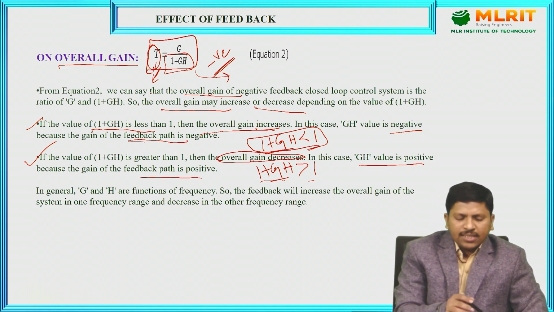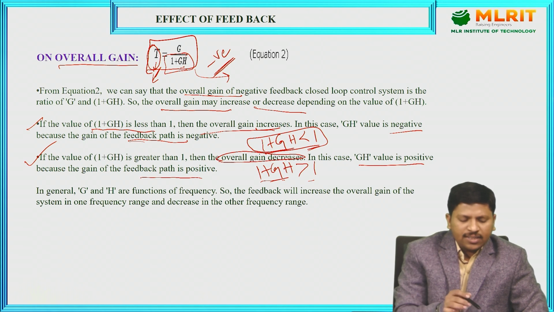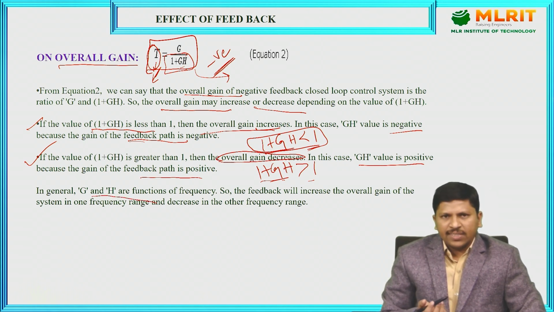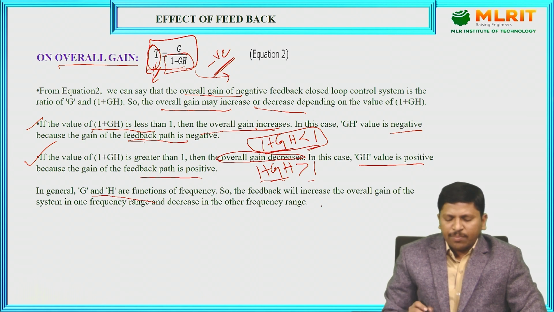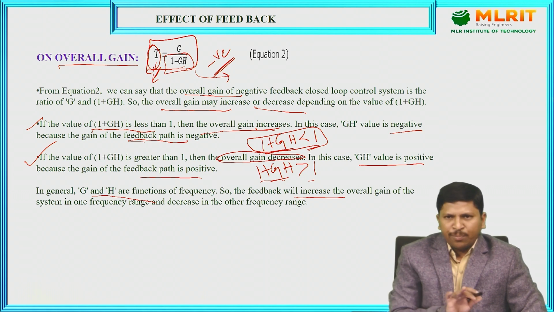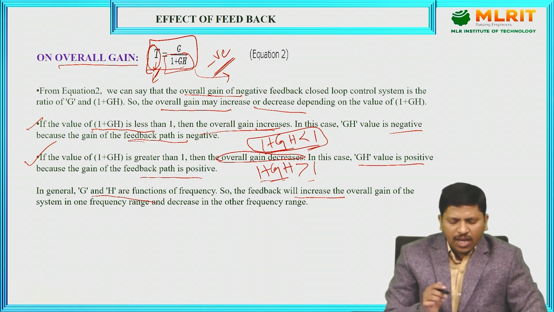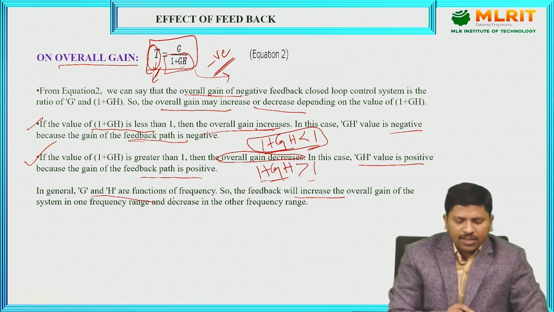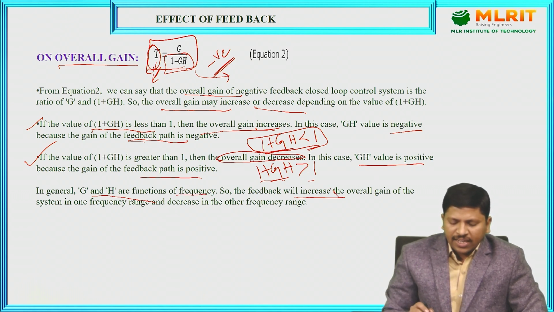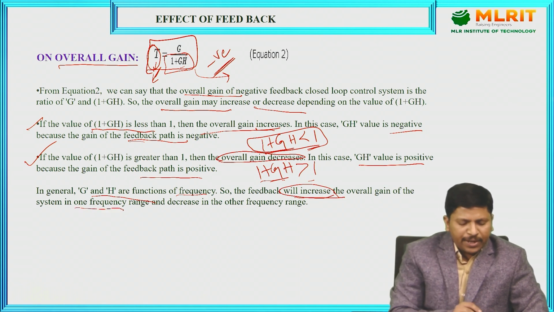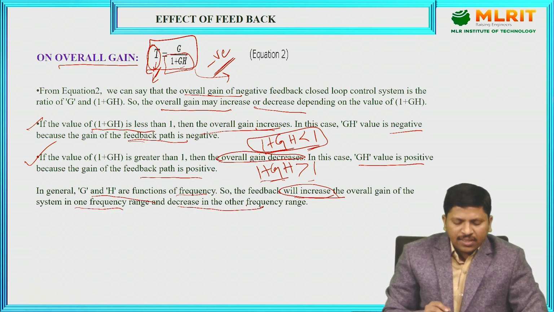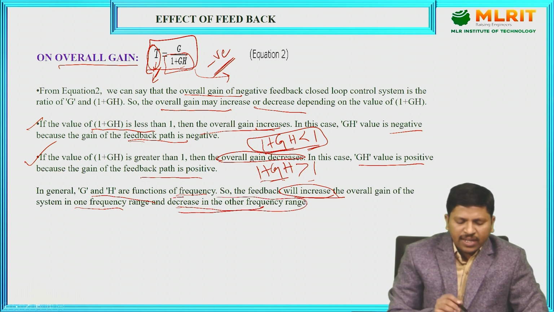In general, G and H are both functions of frequency, as we know. For that reason, the feedback will increase the overall gain of the system in one frequency range, and decrease the overall gain in another frequency range, since the two functions G and H are functions of frequency.